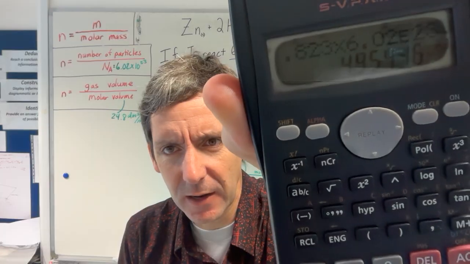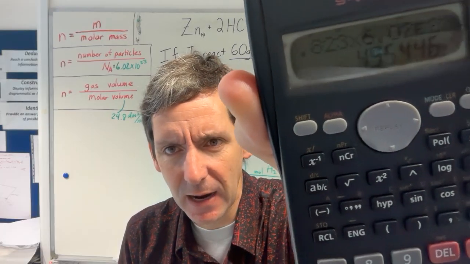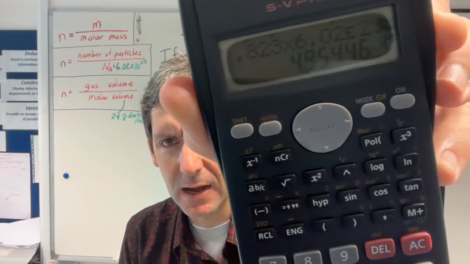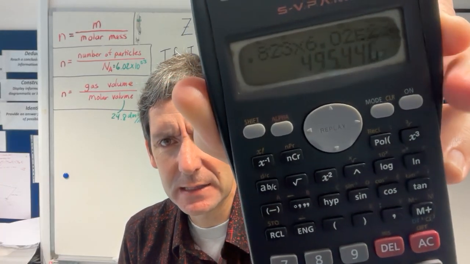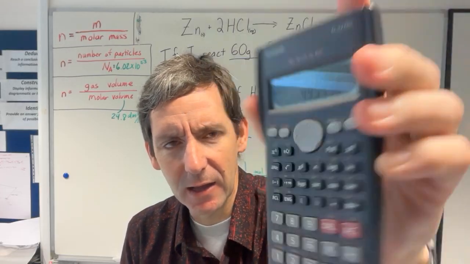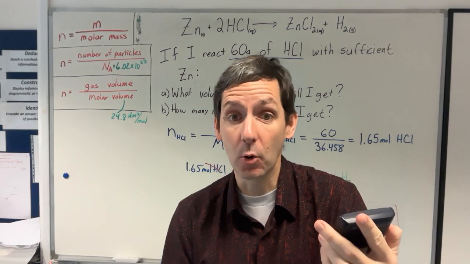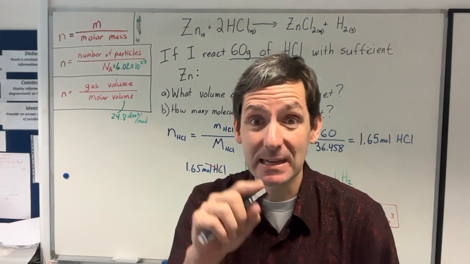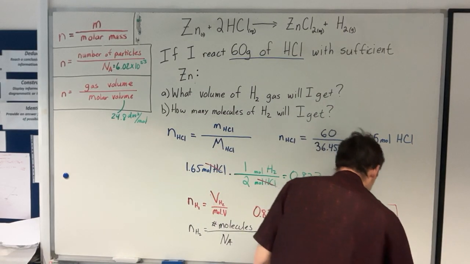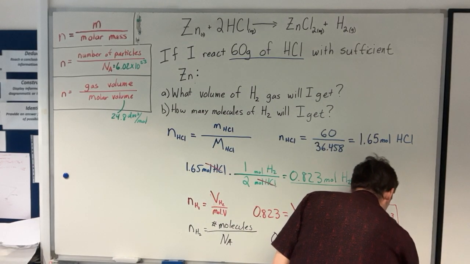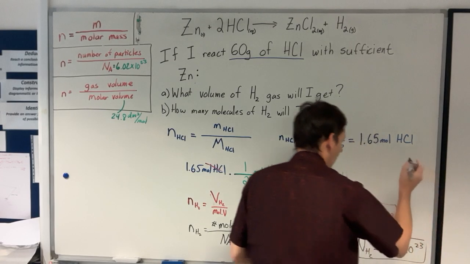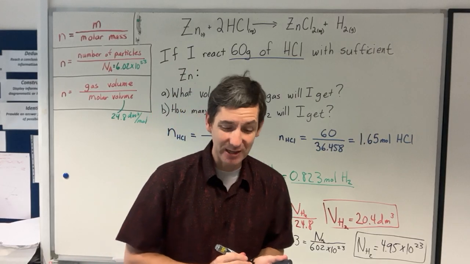Sorry, there's a little bit of glare there, but I think you got it. And you can see that I have a 495 there, right? 4.95. And then over on this side right here, you can see that there's a little 23 up in the corner there. On my calculator, I can see it's times 10 to the 23rd. And so my final answer is going to be 4.95 times 10 to the 23rd. And that is how many molecules of hydrogen gas that I get.